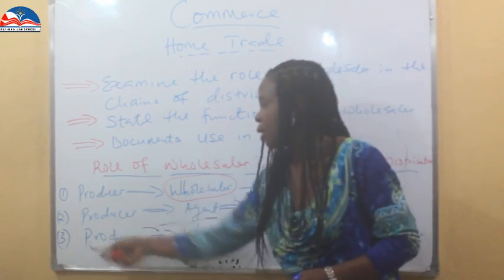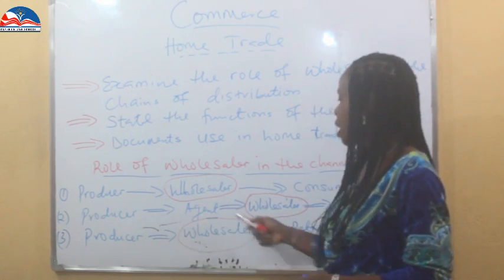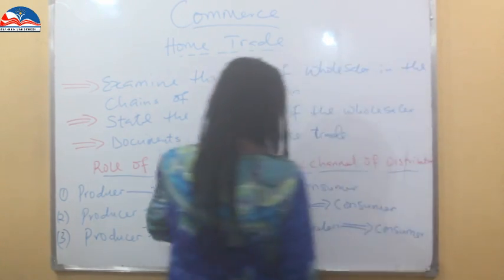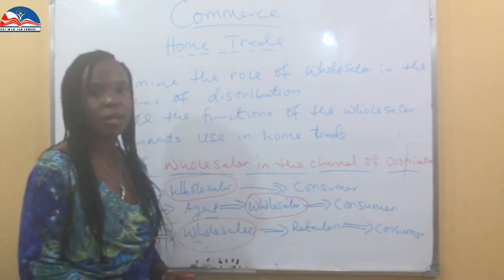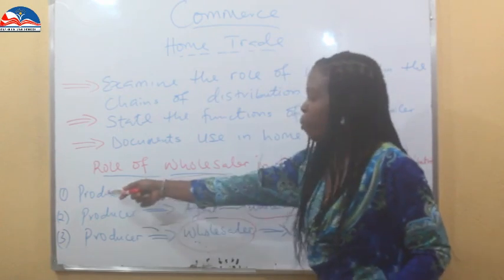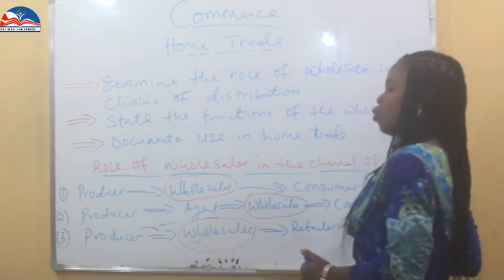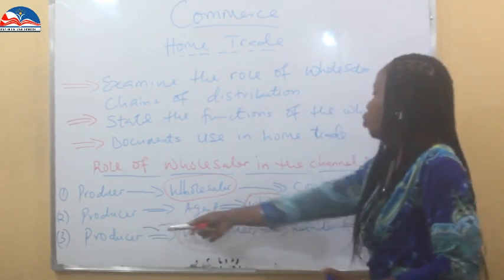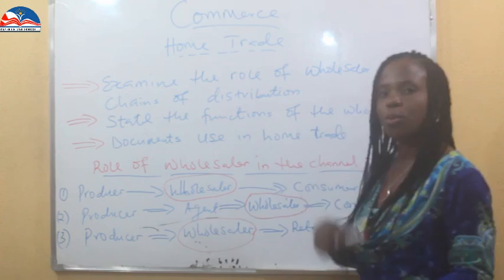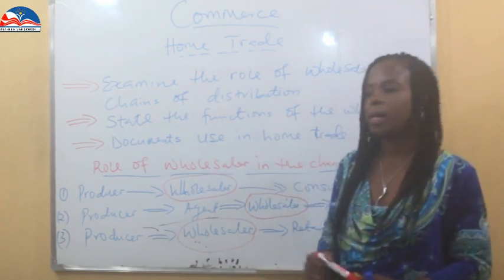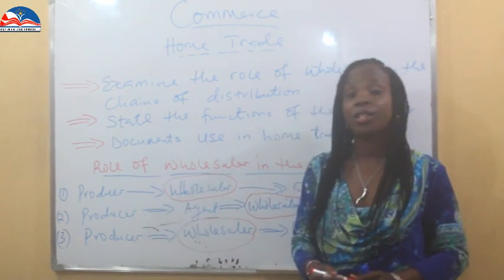Then the third one: the producer produces, the wholesaler buys. After that, this set of wholesalers sells only in large quantity. Then retailers come and buy from the wholesalers. Then retailers take it to consumers. So what are their roles? They buy from producers and give to consumers. They buy from agents and give to consumers. They buy from producers directly and sell to retailers. Then retailers have the function to take it to the consumer. That is the role of the wholesaler in the chains of distribution. So we are done with our first objective.